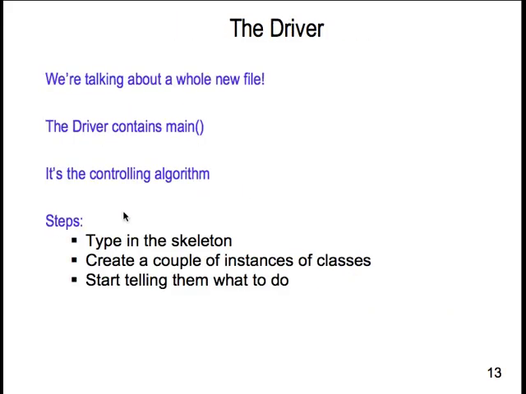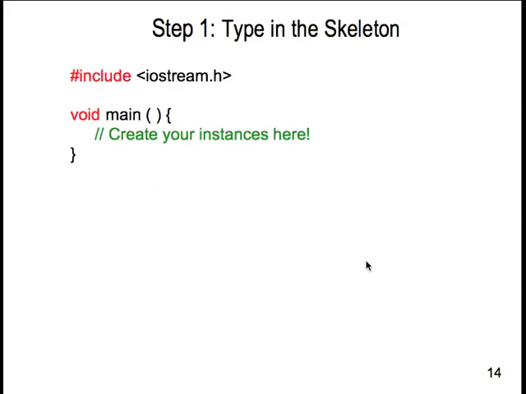And let's talk about the driver for a second. So we're talking about a whole brand new file. And the driver contains main, and it's in a controlling algorithm. So the steps: what you want to do is type in the skeleton, create a couple of instances of the class, and then tell those instances something. So create a couple of dogs, create a couple of cats, and have them do something.